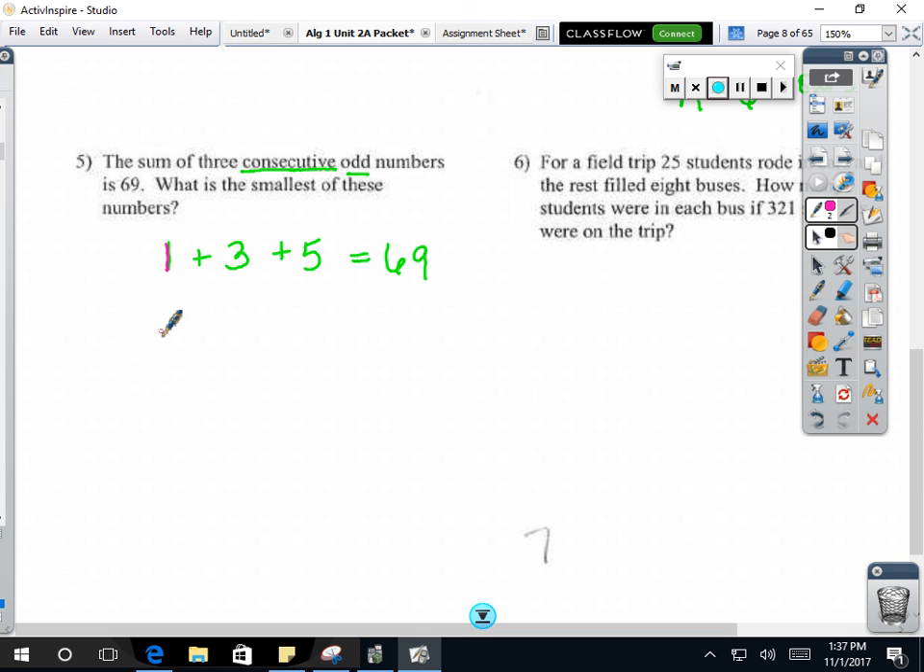If we assign 1 the variable x, so every time you see an x, you think 1, what would we need to call 3? X plus 2, because that's like a 1, so 1 plus 2 is 3. And what would we call 5? Right, because that's 1 plus 4 is 5. When we add them up, because it says the sum equals 69, now what can we do?